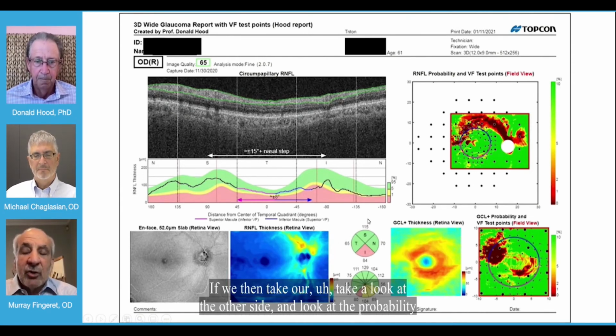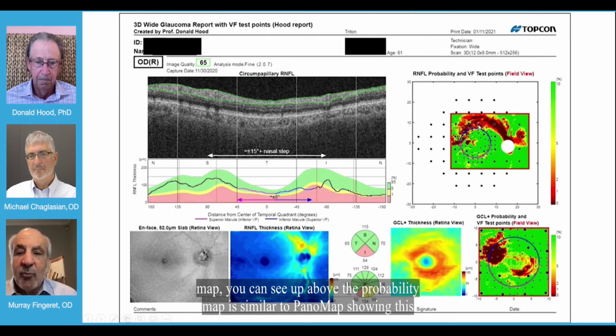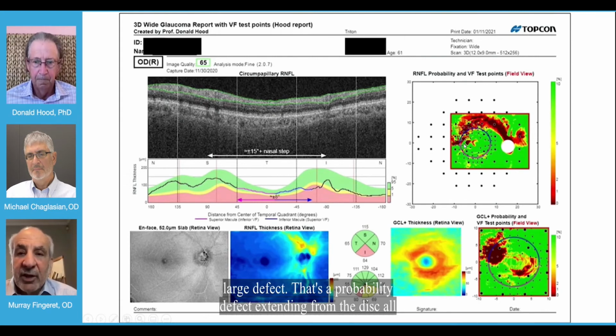If we then take a look at the other side and look at the probability map, you can see up above the probability map is similar to the panel map, showing this large defect. That's a probability defect extending from the disc all the way out to the macula.